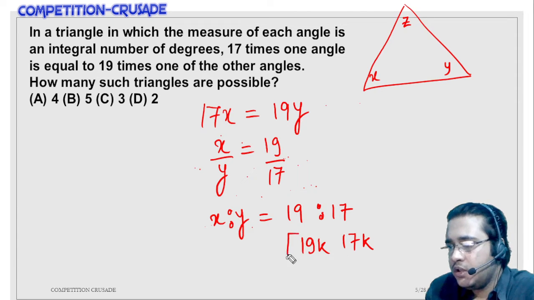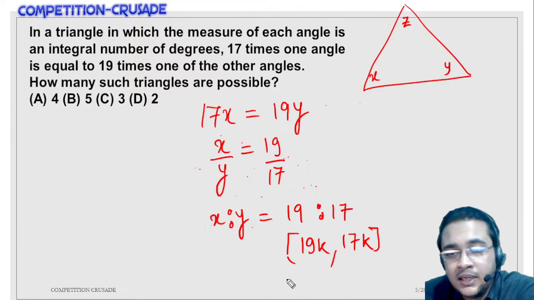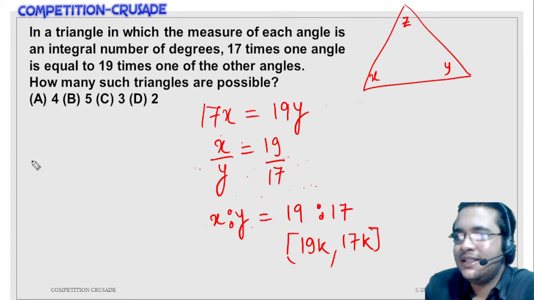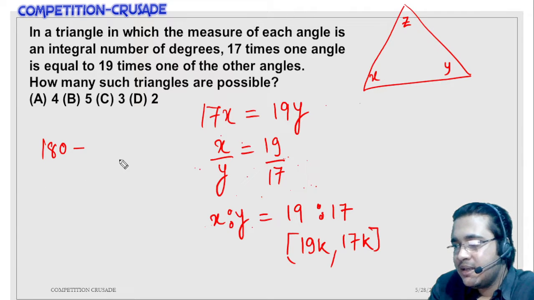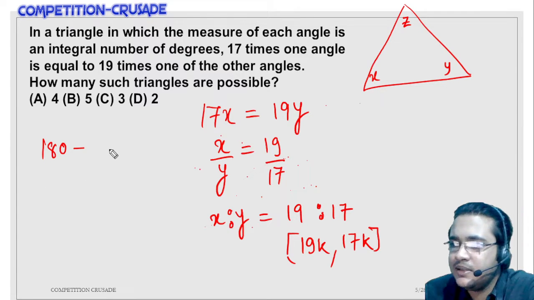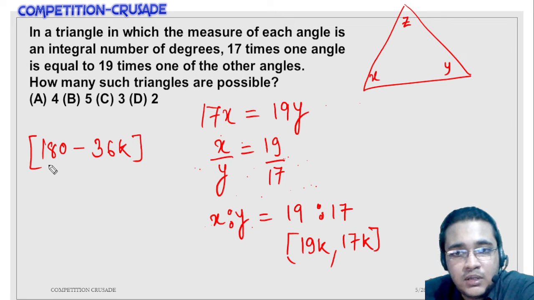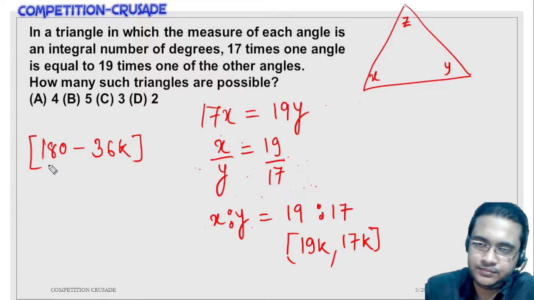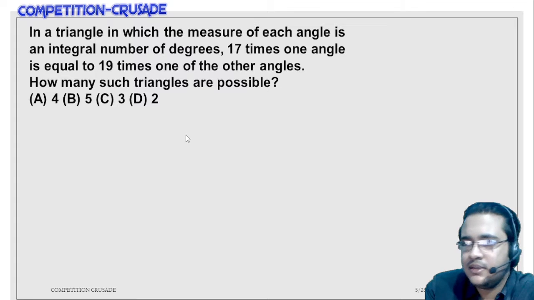Now you have figured out two angles. Okay, and these are integral angles. Now what will be the measure of the third one? Pretty simple, right? The measure of the third angle will be 180 minus (19 plus 17). So this will be 36, right? 36k. This is the measure of the third angle. If you have been able to figure out this far, now the question is solved. Okay, so take a screenshot. I'm taking you to the next slide.